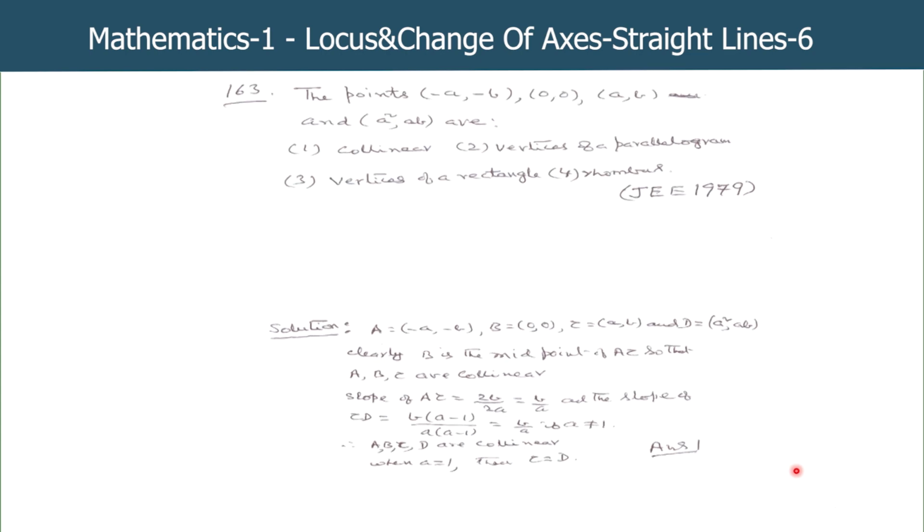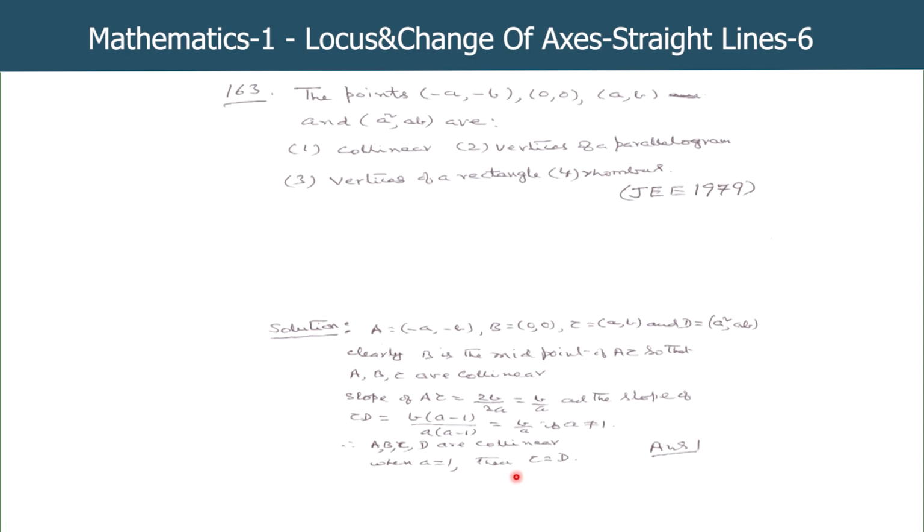163. The points minus A, minus B; 0, 0; A, B; and A square, AB are: 1, collinear; 2, vertices of a parallelogram; 3, vertices of a rectangle; 4, vertices of a rhombus. This is JEE 1979. Right. And you know that clearly B is the midpoint of AC, because A is minus A, minus B, C is A, B and B is 0, 0. So B is the midpoint of AC. Therefore, A, B, C are collinear.